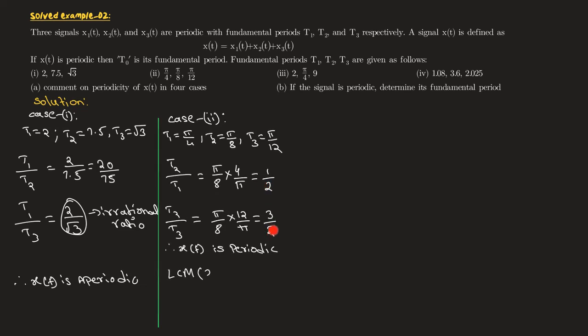Then get the LCM of the denominators. Both the denominators are 2, so the LCM of 2, 2 is equal to 2. Define this value as P. The fundamental period T0 is defined as the fundamental period in the numerator of the ratios multiplied with P. That value is pi by 8 into 2. Therefore, the fundamental period T0 is equal to pi by 4.